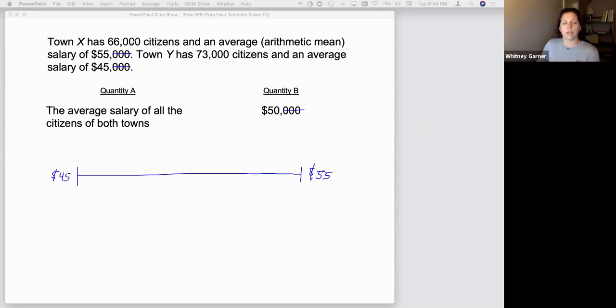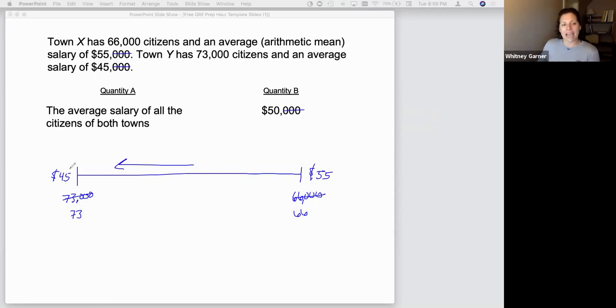Let me count my numbers. I've got 66,000 people over here. I got 73,000 people over here. But I remember I really only care about the ratio. So I'm just going to call this 73 people and 66 people. So here's what I know. I know that the $45,000 paycheck folks are winning. There are more of them, not by a ton, but there are more of them.